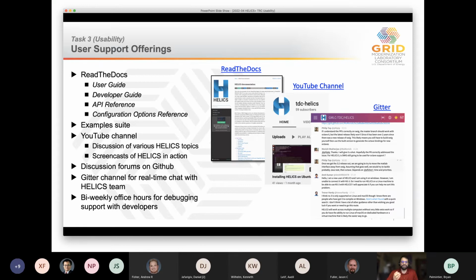Other ways, if you're looking for specific support, we've got the discussion forums up on GitHub. There's a discussion tab at the top there, and everybody is seeing those.